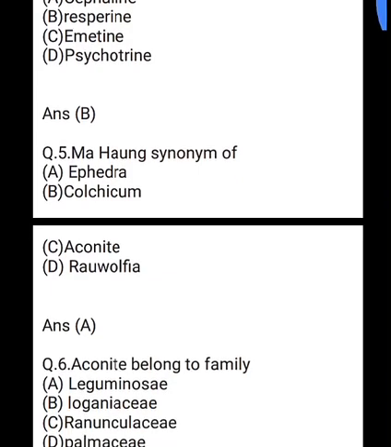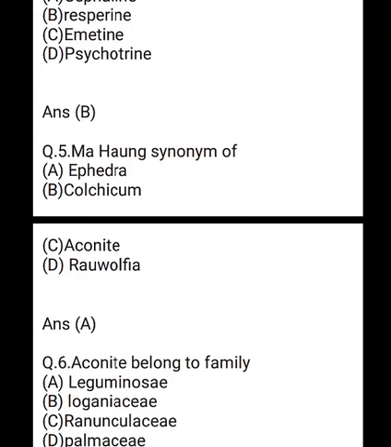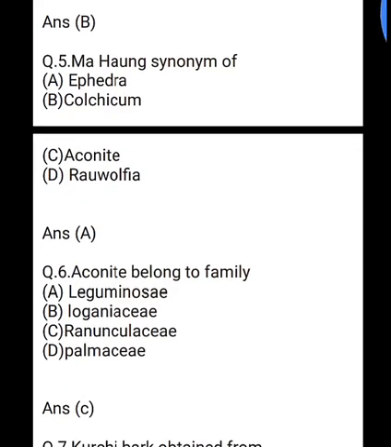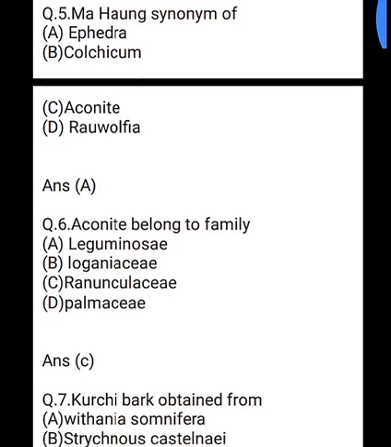Aconite belongs to family Leguminosae, Loganiaceae, Ranunculaceae, or Palmaceae. Try your option, and the correct option is option C, Ranunculaceae. Loganiaceae is the family to which Nux vomica belongs, and Leguminosae to Senna and some other drugs.